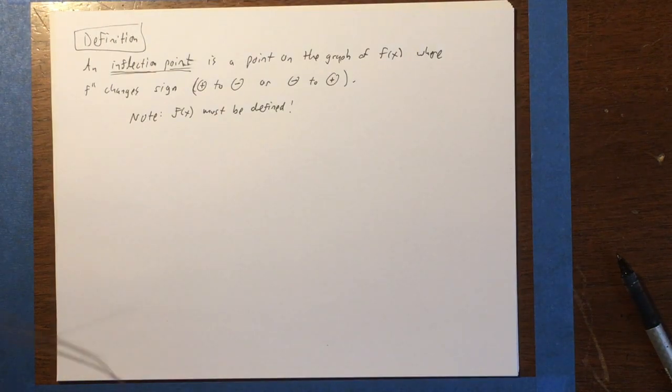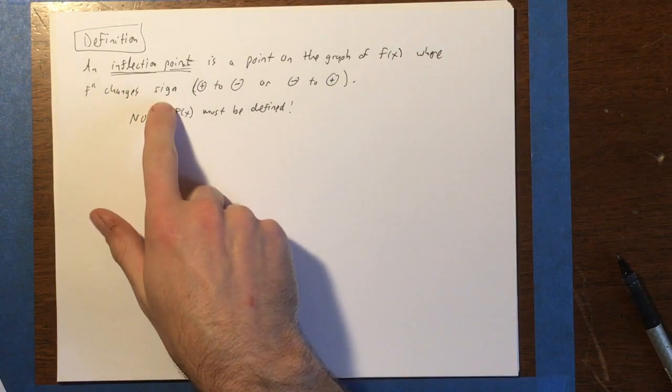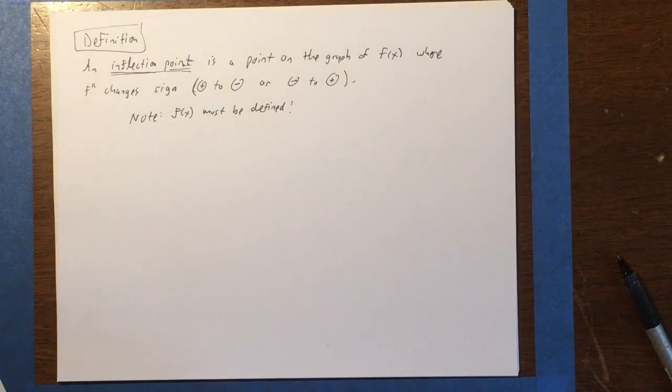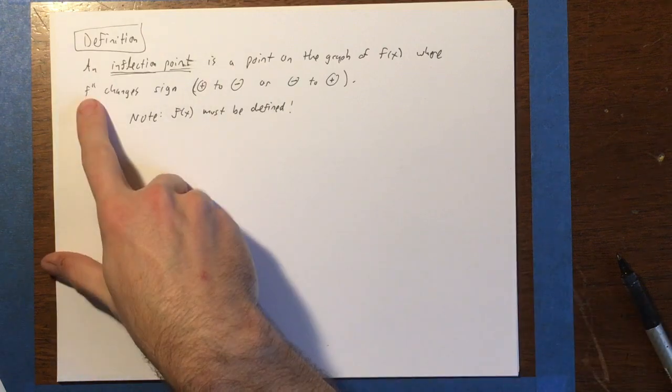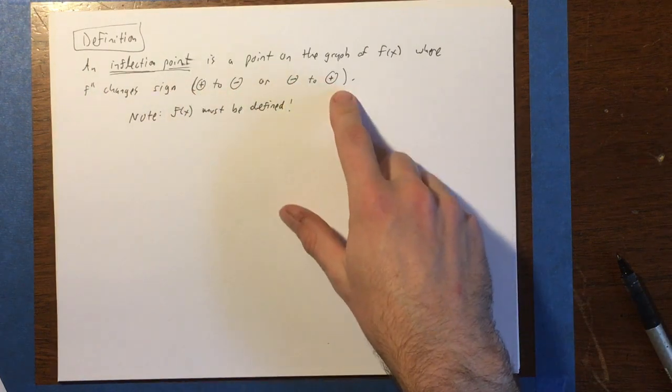Okay, so now that we've introduced the idea of concavity, let's talk about something called an inflection point. An inflection point is a point on the graph of a function f where the second derivative of f changes sign, which means that the concavity is going to change from up to down or from down to up, which would be when f double prime changes from positive to negative or from negative back to positive.